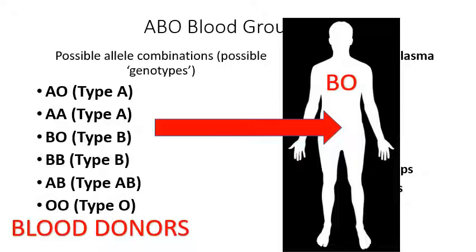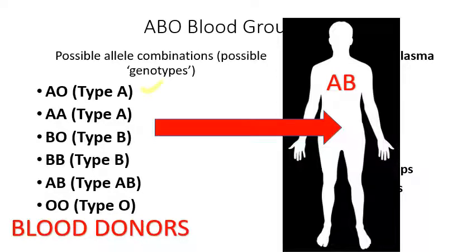The answer is this patient would reject blood type A. They would accept blood type B. They would reject blood type AB, and they would accept blood type O. All right, what about this patient? Patient is blood type AB.